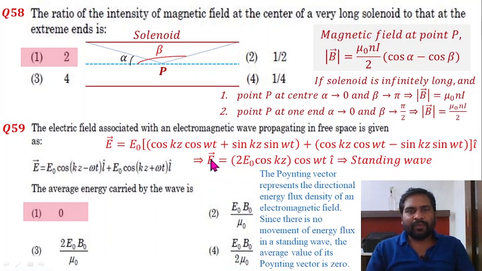Solve it. So E equal to 2 E naught cos kz, this is the amplitude term, and cos omega t i cap, this is the oscillating frequency term here. So this is indicating a standing wave because both are separate. Omega t and kz are separate here, and it is indicating a standing wave equation. Average energy carried by the wave is 0. Your Poynting vector is 0, or average energy carried by the wave is 0. Option 1 is correct here.